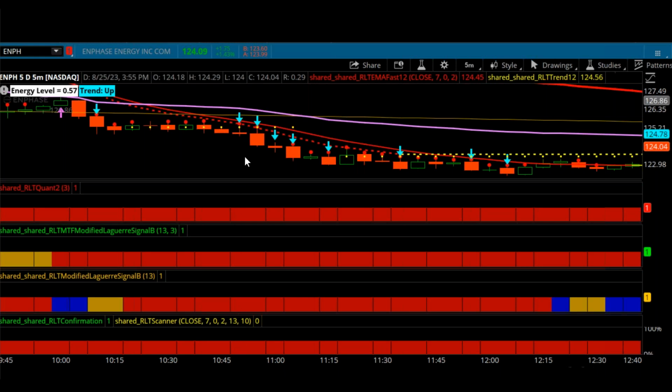We know that the institutions are selling the heck out of this thing. These are basically screaming at you that the institutions are selling the stock. And don't go long, for goodness sakes. And this is a place to take a put. And we took a put on ENPH right here, and it stayed red for quite a long time. It didn't make a big drop, but it dropped nicely. It dropped about 2.5 points.